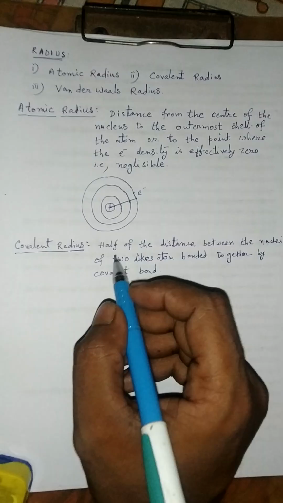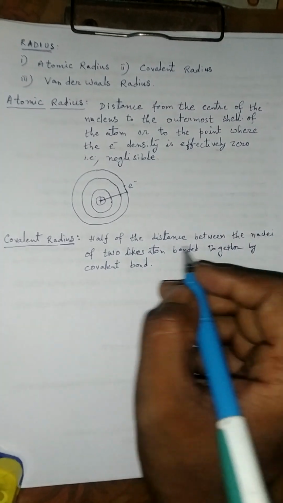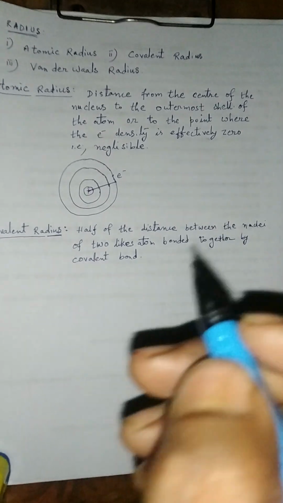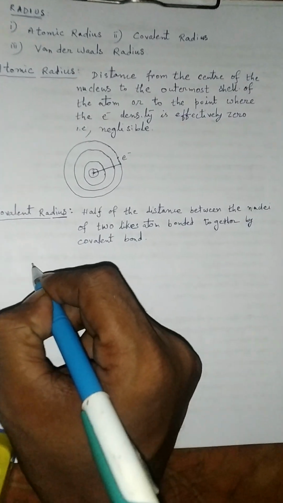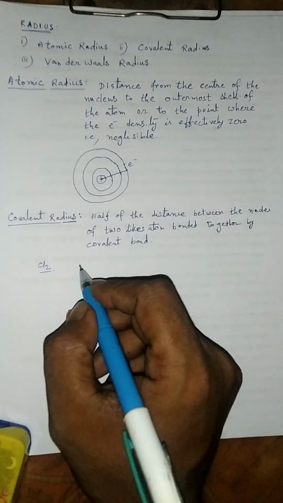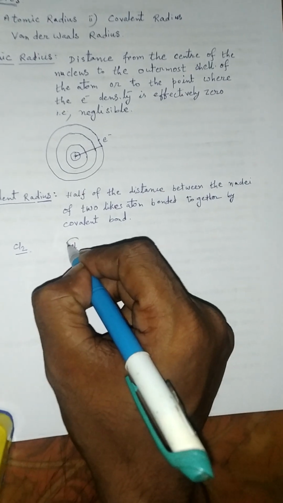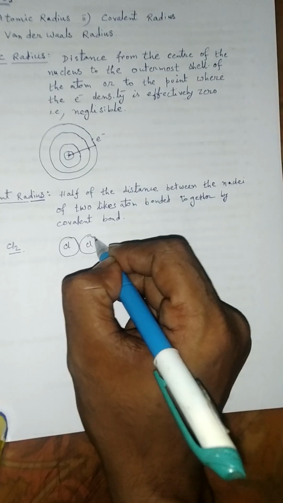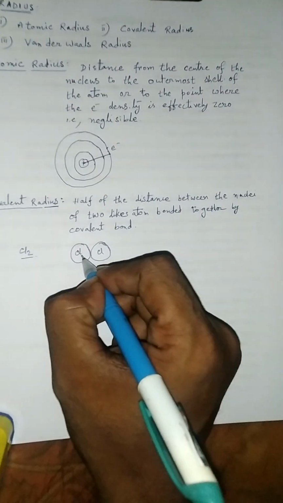Covalent radius is defined as half of the distance between the nuclei of two like atoms bonded together by a covalent bond. That means consider a molecule like chlorine. Two chlorine atoms joined together by a covalent bond.